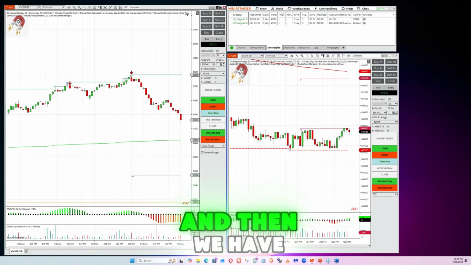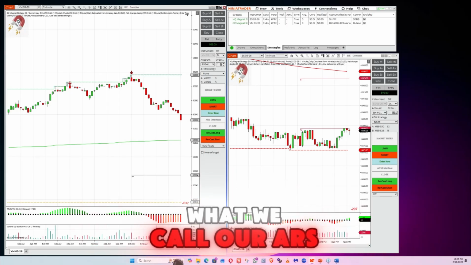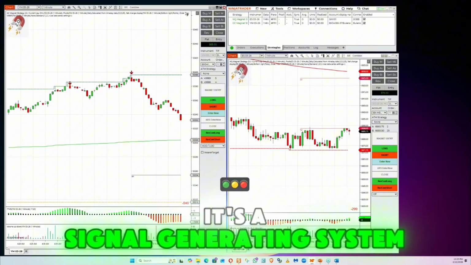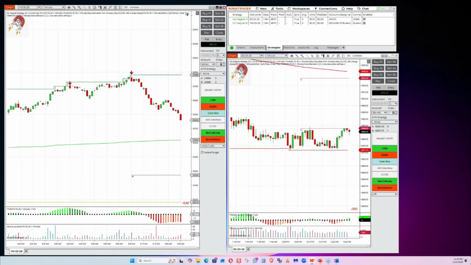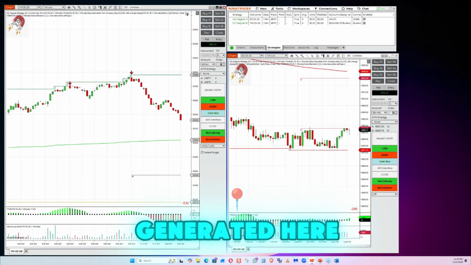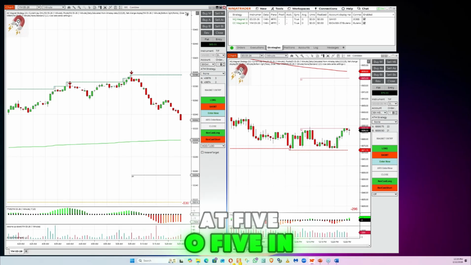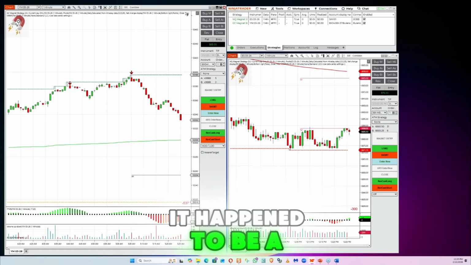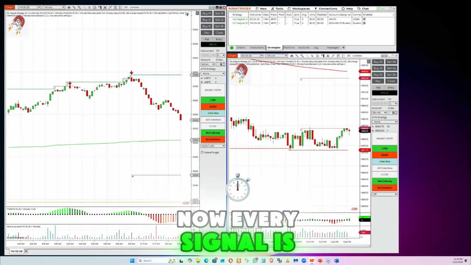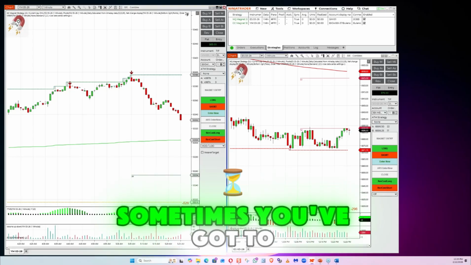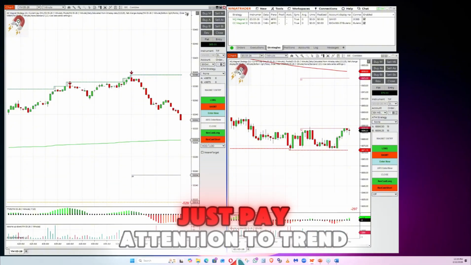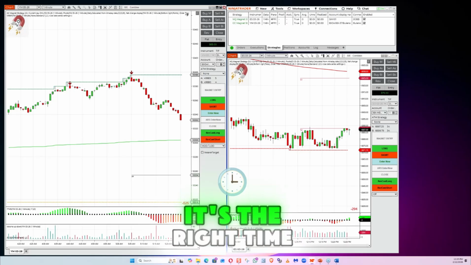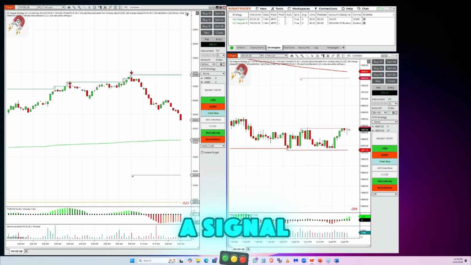And then we have what we call our ARS reversal system, our aftershock reversal system. It's a signal generating system. You could see that there was a signal generated here at 5:05 in the morning that told you to take the YM short. It happened to be a great signal. Now, every signal is not going to be a winner. Sometimes you've got to just pay attention to trend. You got to pay attention to whether or not it's the right time of day to take a signal.